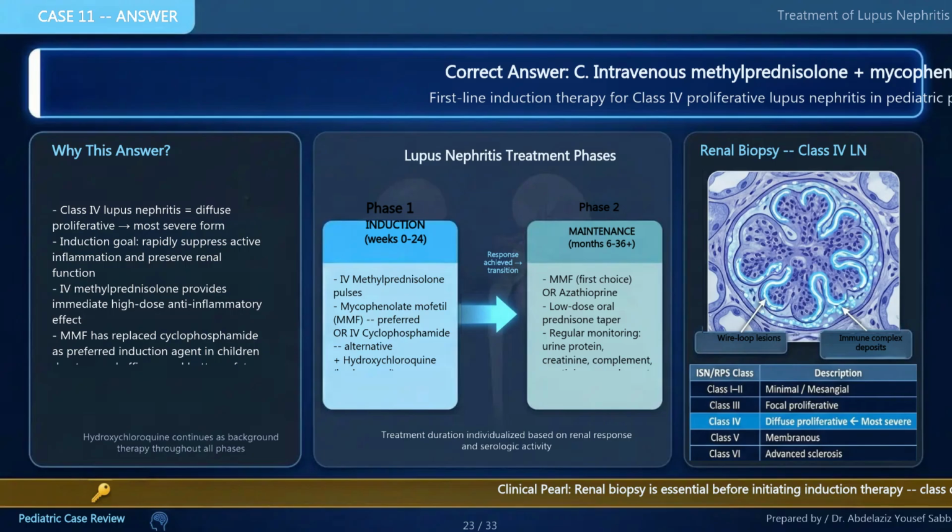Class 4 lupus nephritis is the diffuse proliferative form and the most severe class, requiring aggressive induction therapy to rapidly suppress inflammation and preserve renal function. Intravenous methylprednisolone provides immediate high-dose anti-inflammatory effect. Mycophenolate mofetil has replaced cyclophosphamide as the preferred induction agent in children due to equal efficacy and better safety profile. Hydroxychloroquine continues as background therapy throughout all phases. The maintenance phase uses mycophenolate mofetil or azathioprine with low-dose oral prednisone taper, monitored with urine protein, creatinine, and complement levels.